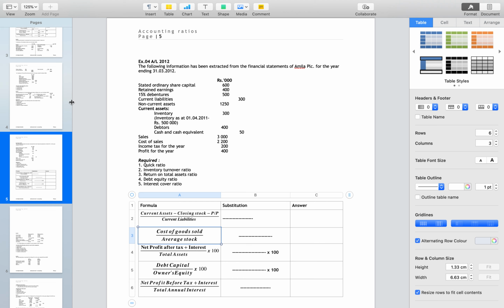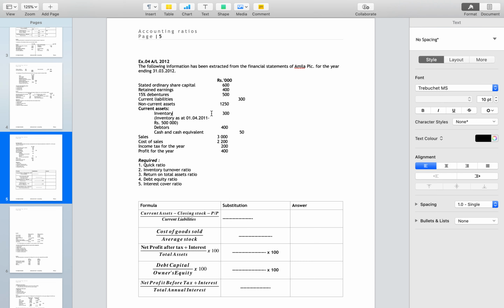Number 1, the first thing they have asked over there is quick ratio. So quick ratio is current assets minus closing stock, divide the whole thing by current liability. Number 1, we must search for current assets. As you can see over here, specifically they have given you a topic called current assets. Number 1, they have given you closing inventory of 300. Now over here, inventory as at 1st of April 2011, so I'll mark over here and keep. Now this is your opening stock.